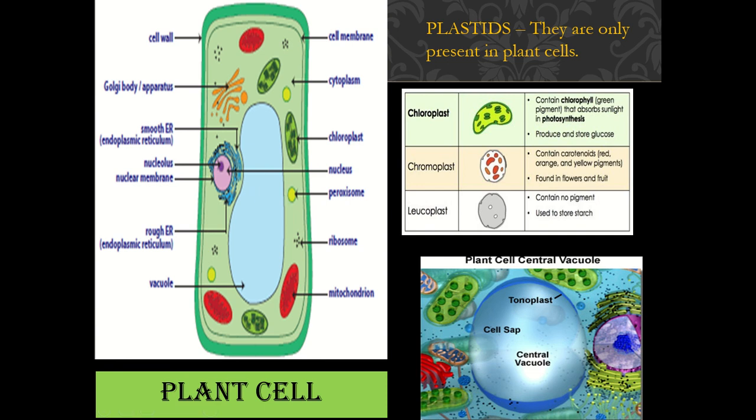Do you find any other remarkable difference between plant cell and animal cell? Yes, this big structure which is pushing the nucleus to a side, this structure is the vacuole. Now you can see its diagram here. Its membrane is called tonoplast, and inside the tonoplast, cell sap is present. In this cell sap, anthocyanin pigments are present which give blue, violet, and purple color to the plants.